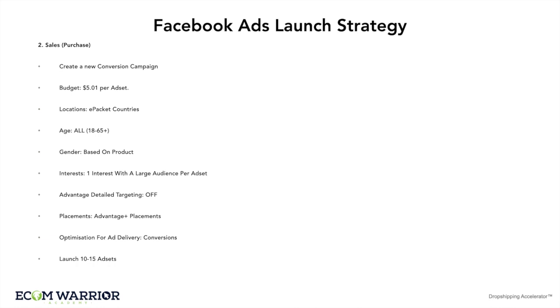Now for locations, again, you want to focus on e-packet countries. So e-packet countries are the best way to go. For ages, it's going to be all ages, 18 to 65, keep it very broad. The gender, again, it's going to be based around your product. For my product in particular, it was both male and female, so I selected both of them.